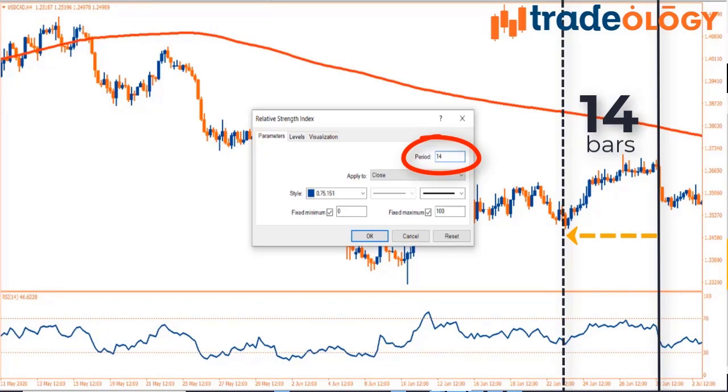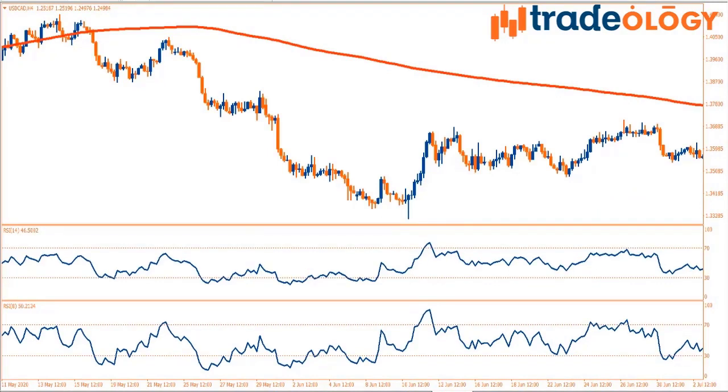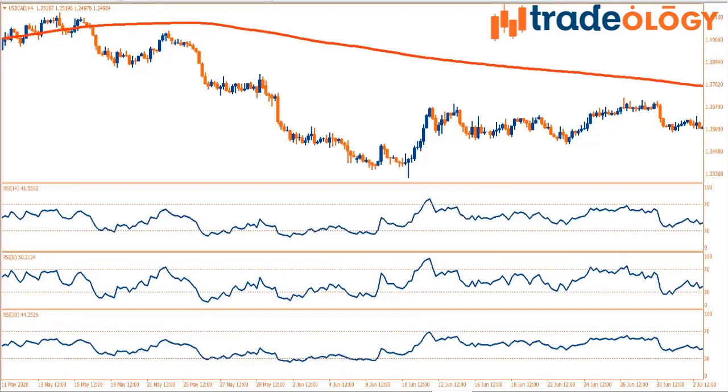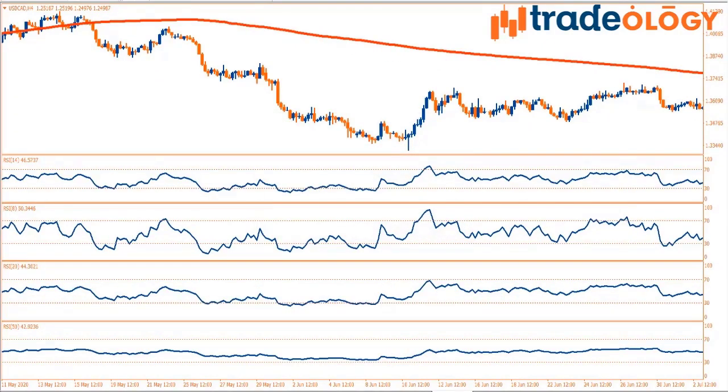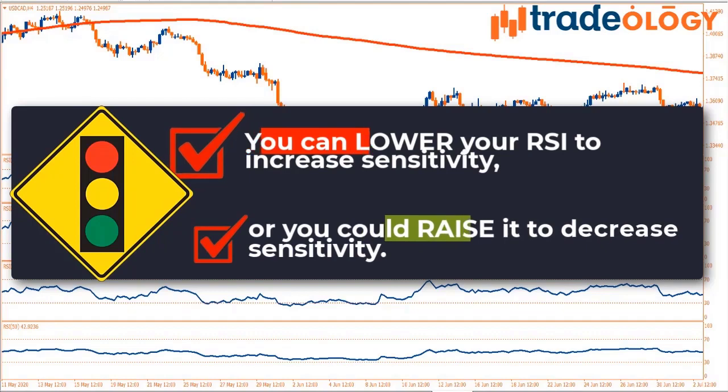Short-term traders usually prefer a smaller period, like a 9-period RSI, to capture shorter-term market movements. On the other hand, longer-term traders might opt for a higher period, such as a 21-period RSI or even 50. Depending on your style, you can decrease the RSI period for more sensitivity or increase it for less sensitivity.